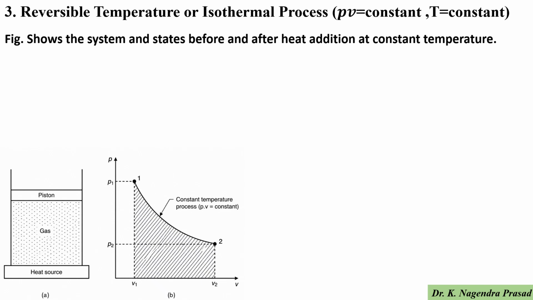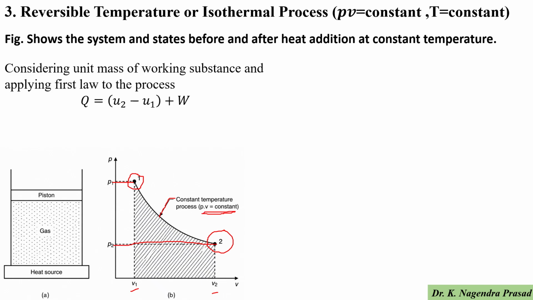The figure shows the system and states before and after heat addition at constant temperature. In the PV diagram we have to observe that the state changes from 1 to 2. Then obviously volume changes from V1 to V2, and similarly pressure also changes from P1 to P2. So this is the constant temperature process, and the relation is T equal to constant and PV also constant.